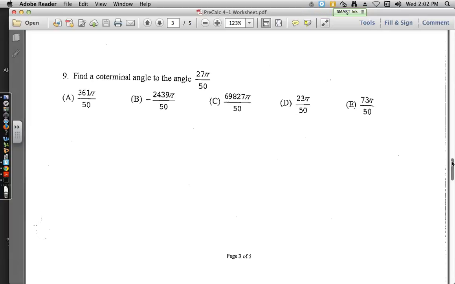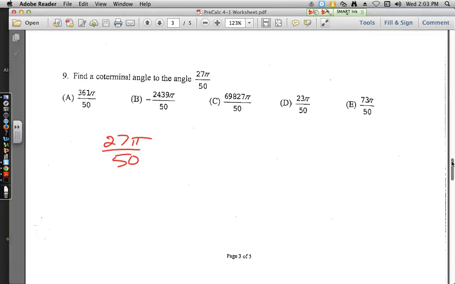Next up, number 9. Didn't have to go too far for that one. Number 9 says find a coterminal angle to the angle of 27 pi over 50. All right, so we're starting with 27 pi over 50.